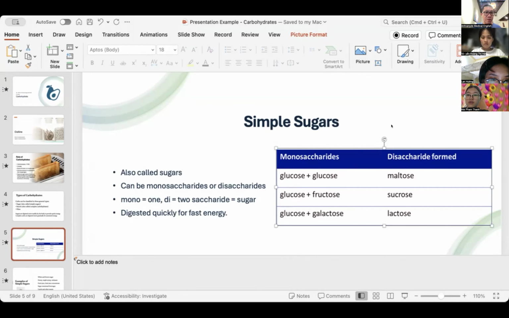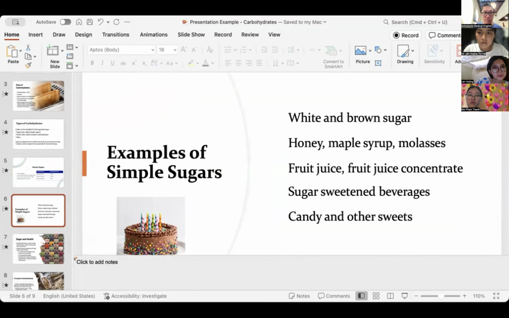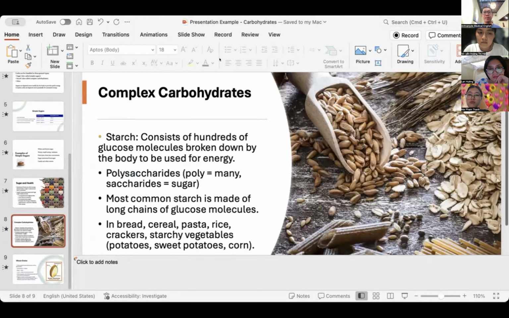The simple sugar includes monosaccharides and disaccharides. So, and here it will be digested quickly for fast energy when we eat it. Okay, or when it enters our body, the simple sugars are digested quickly in the liver for fast energy. Okay, you understand me? So this one is just the keyword, and you should add more information on that. And this one too. This one too. This one too. All right.